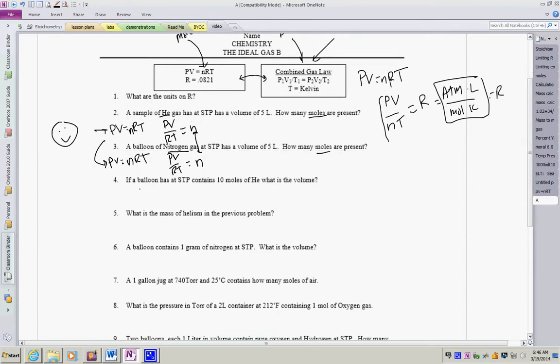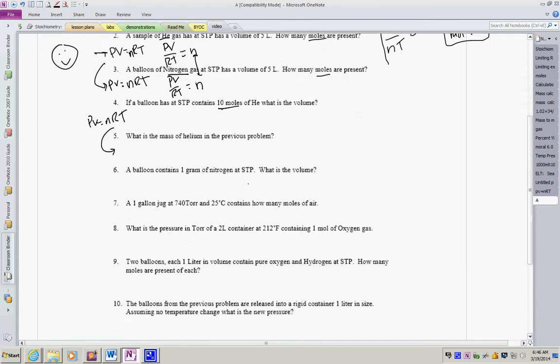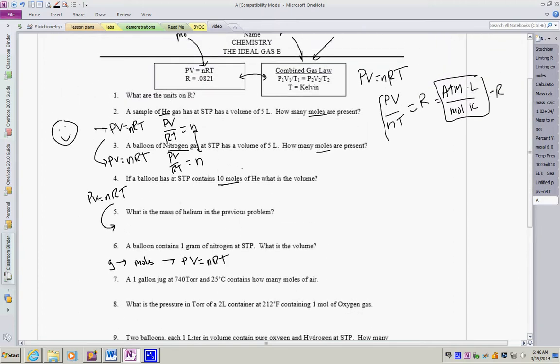All right, if a balloon at STP contains 10 moles. Right away, moles: PV equals nRT. Mass. Okay, we need to convert the moles to mass. Next, a balloon contains 1 gram of nitrogen at STP. What's the volume? Okay, so grams will go to moles, and then we'll be using PV equals nRT. So take a moment and jot down on the side which equation we're going to use, and then you can get started on your own.